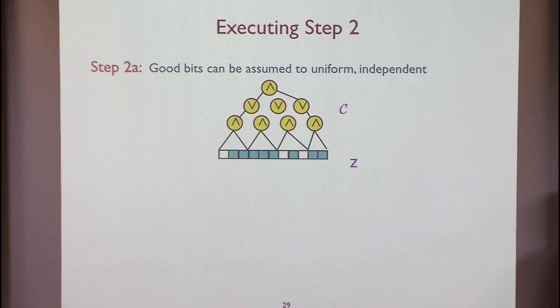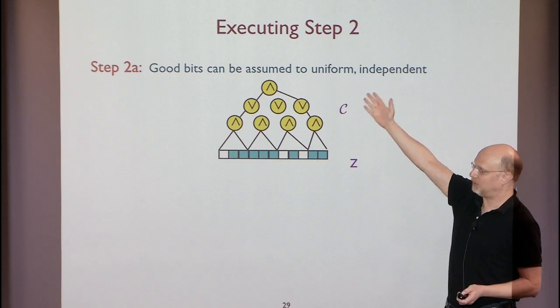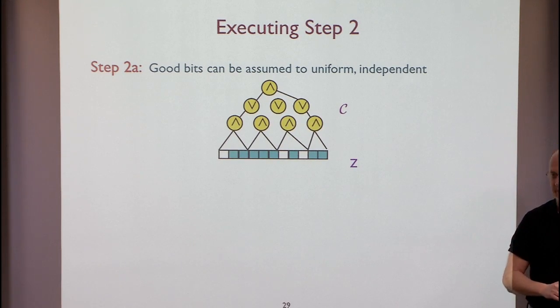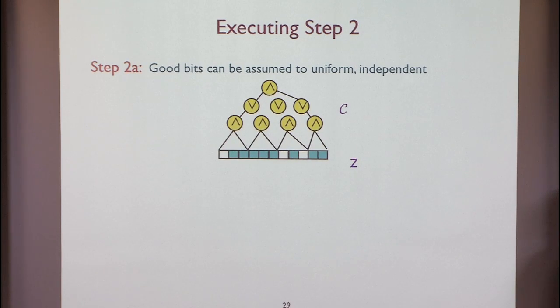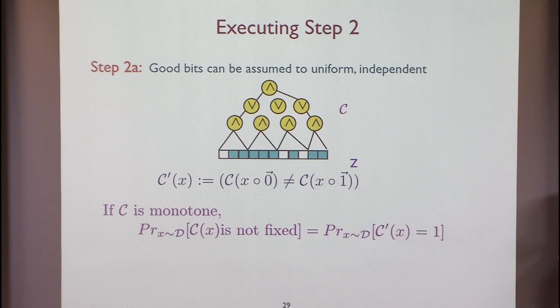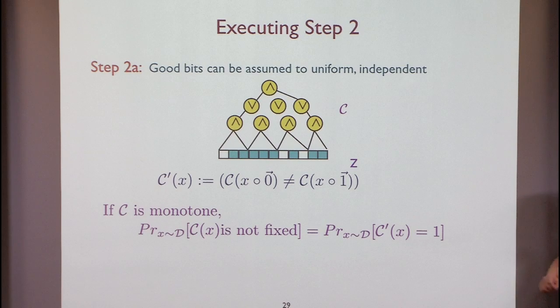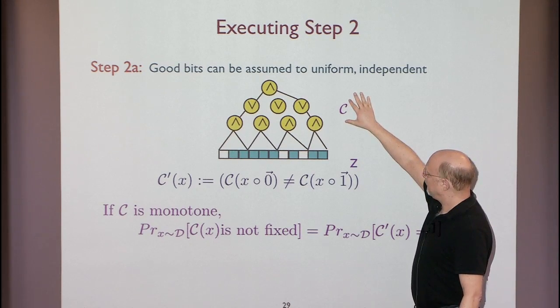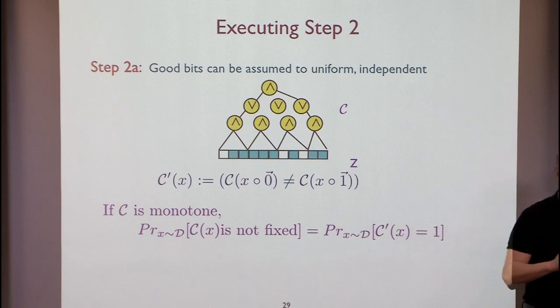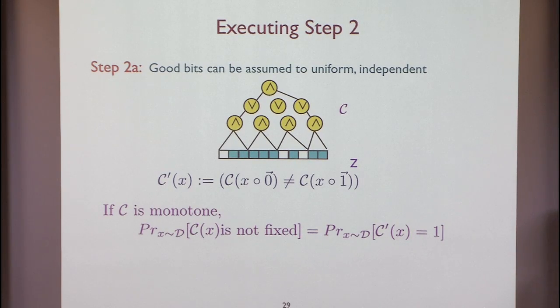Okay, so step 2 will have 2 parts. In the first part, in reality we have polylog-wise independence, but now we're going to try to assume that the bits are actually uniformly random and independent, not just polylog-wise independent. There are 2 ideas that are going to make this work. The first idea is that it helps a lot if we assume that this circuit is monotone. Why would that be useful?